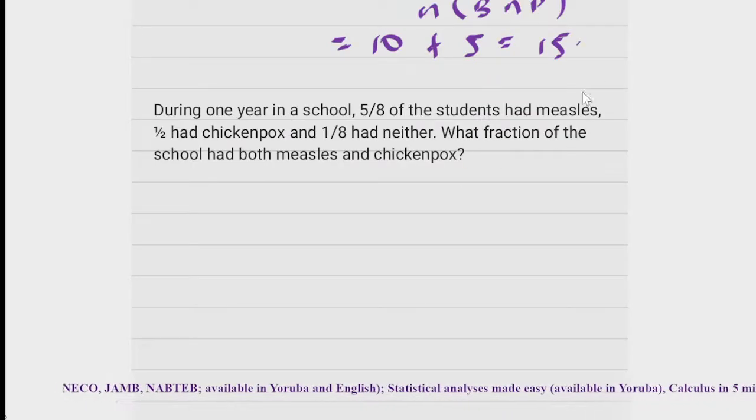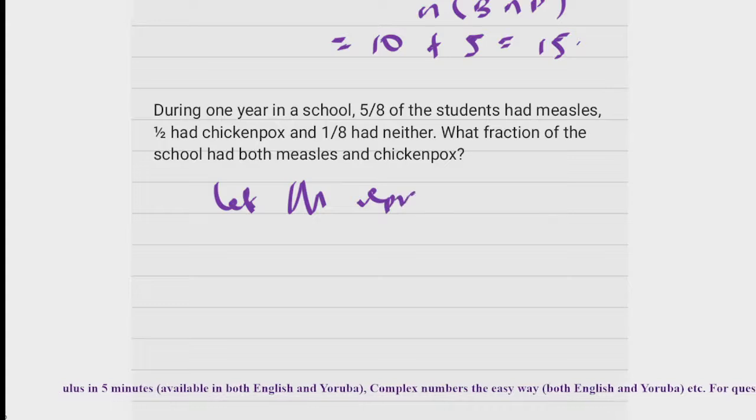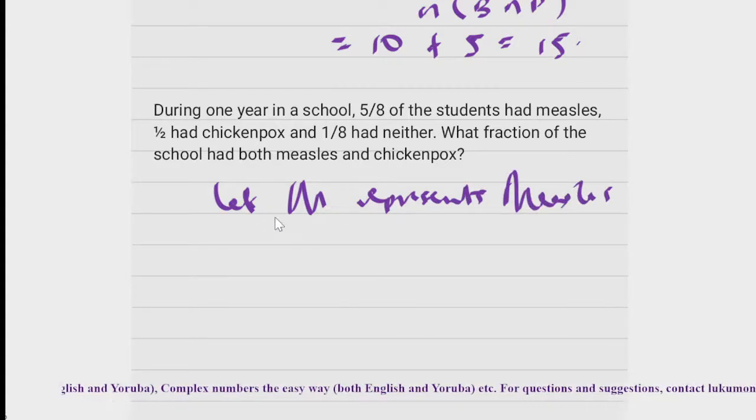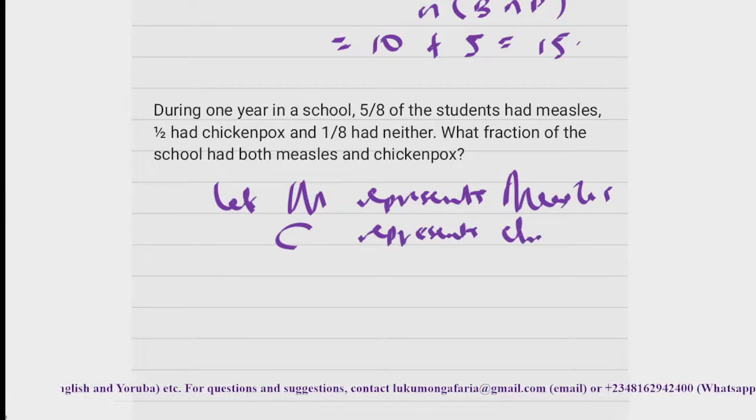Okay, so the third example says, during 1 year in a school, 5/8 of the students had measles. They didn't represent it for us. You can say, let's represent measles. And the second set, I think it is chicken pox. Let's represent chicken pox.